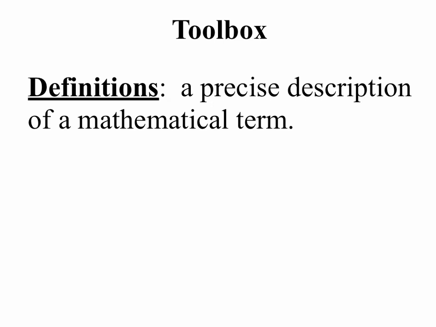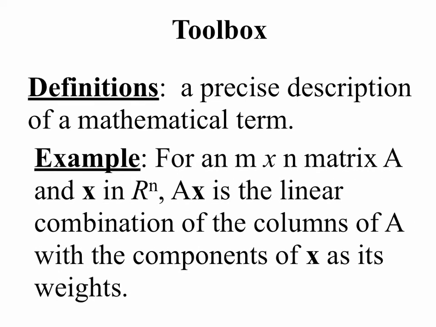So in our toolbox, we also have definitions. And a definition is a precise description of a mathematical term. An example of this would be, for an m by n matrix A and x in Rn, A times x is a linear combination of the columns of A with the components of x as its weights. So this is a definition. This is fixed. It's a precise description of a mathematical term.